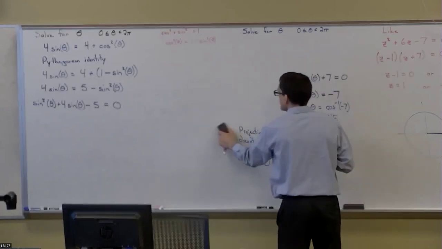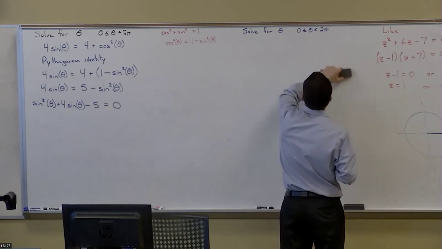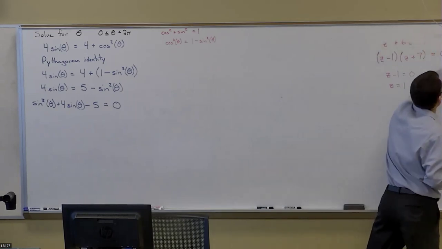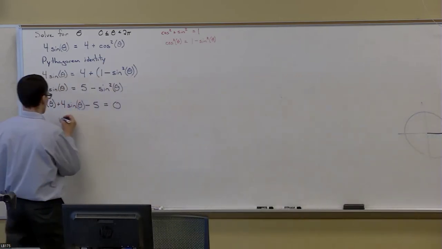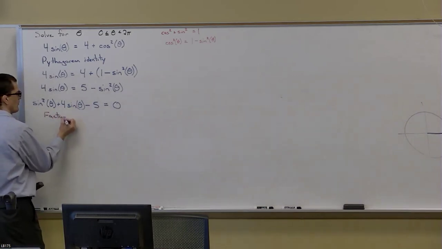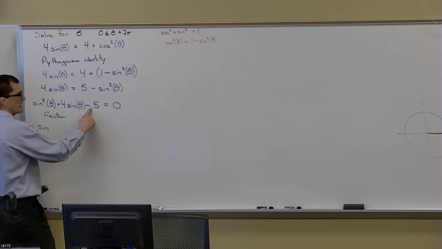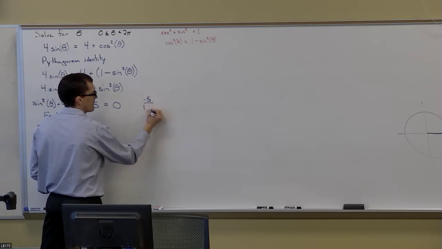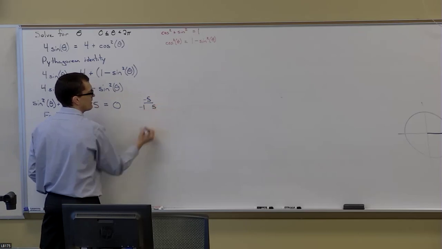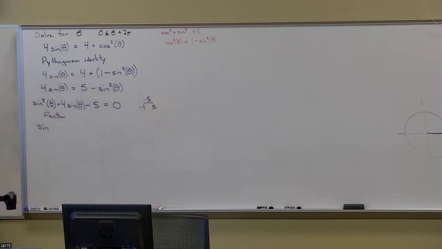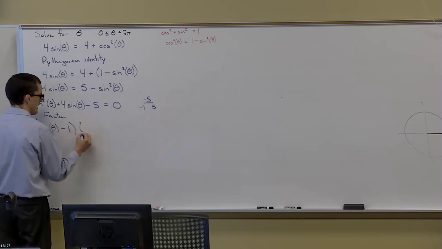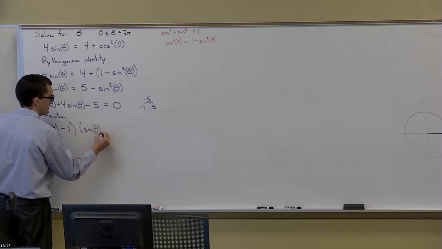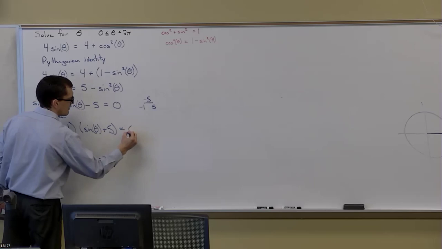And just like I did on that earlier one, I say let's factor. Factors of -5 that add to a +4 are -1 and +5. It's gonna turn out very similar to the last one, right? So we get (sine of theta - 1) times (sine of theta + 5) is equal to 0.